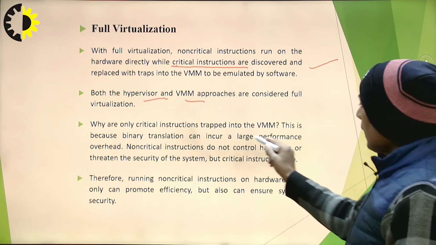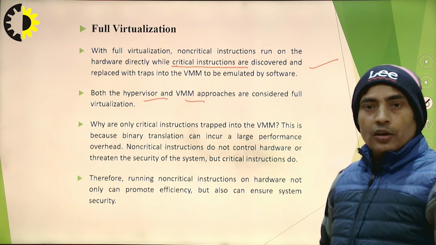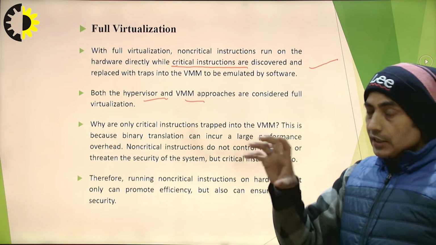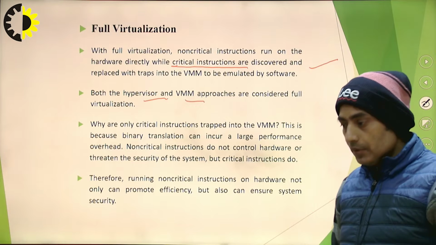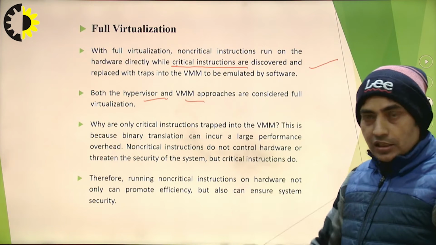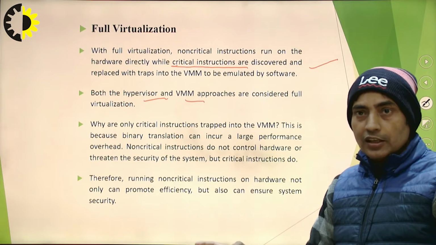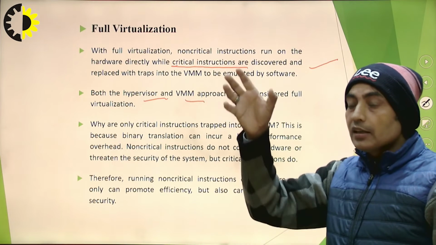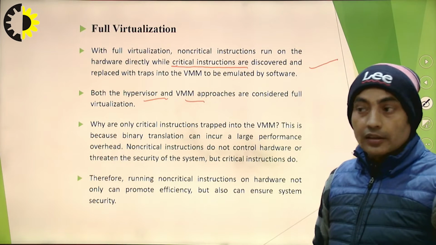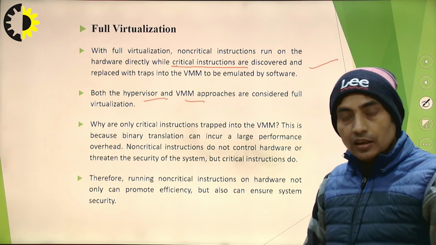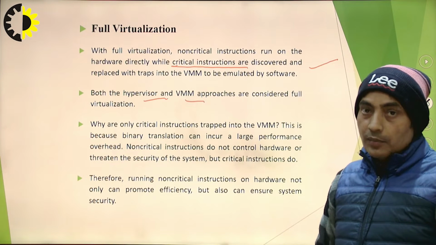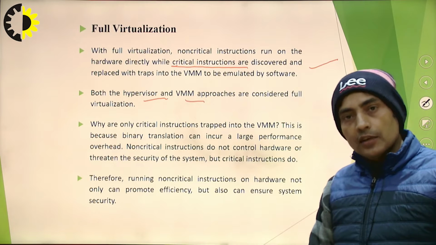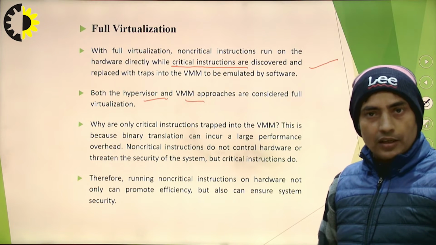Why are only critical instructions trapped into the VMM? This question may arise in your mind. Why not non-critical ones? When instructions are directly executed on hardware, that is certainly efficient and takes less time. But if execution is divided into two processes, where first instructions are trapped by the VMM, then the VMM generates binary code, then that binary code is executed, this is time consuming. That's why all instructions are not trapped by the VMM, only the critical instructions that may create problems. Binary code is generated for those critical instructions only. This is the only reason, to make the system efficient.